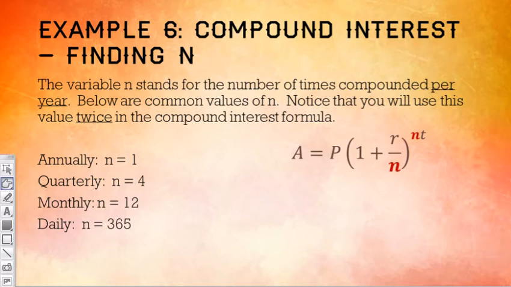All right, so let's look at an example here. So it says the variable n stands for the number of times compounded per year. Below are common values of n. So we want to notice that you will use this value twice in the compound interest formula. Here's my n. This is what I was talking about in that last slide when I was showing you the formula.